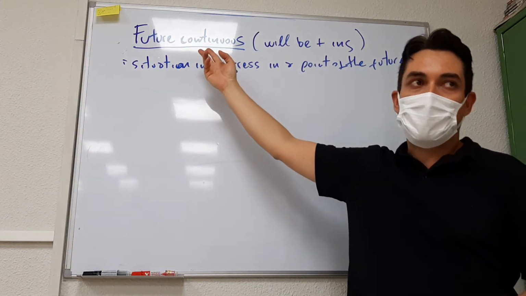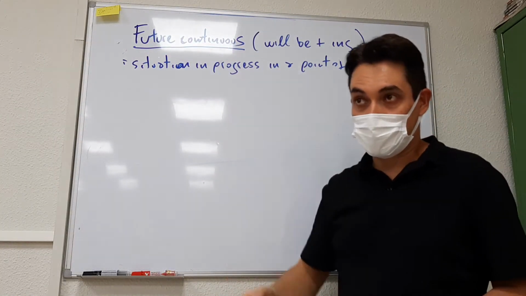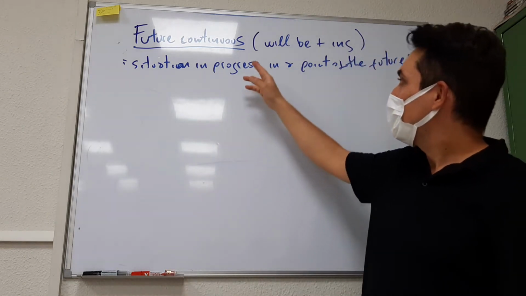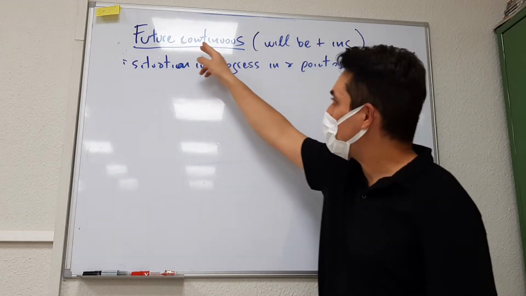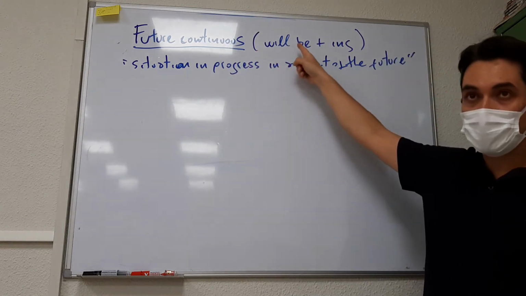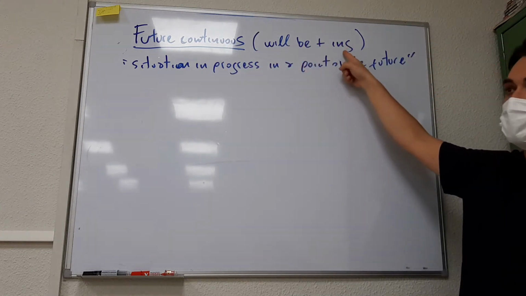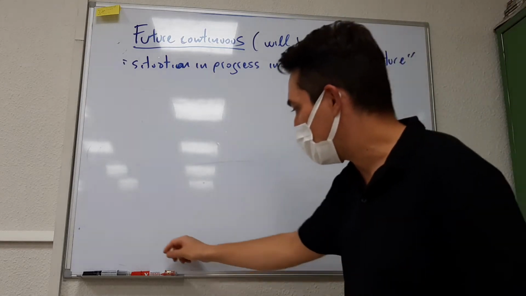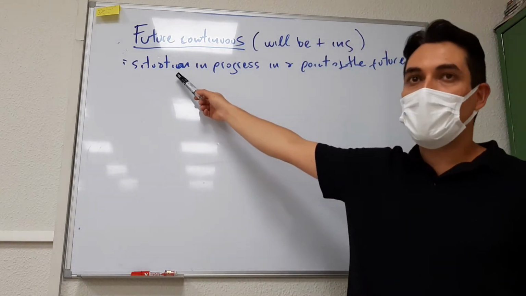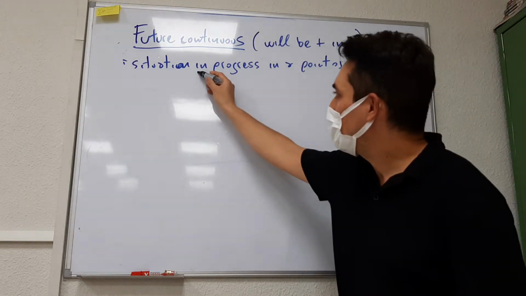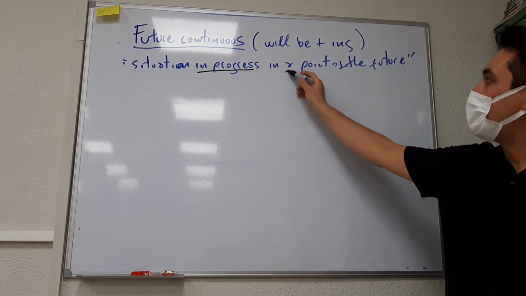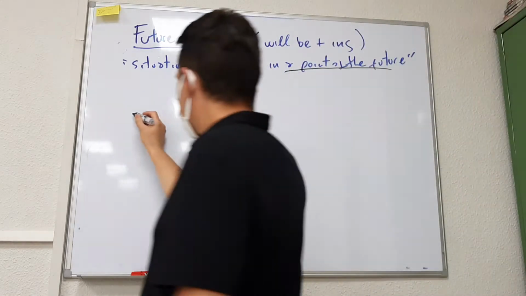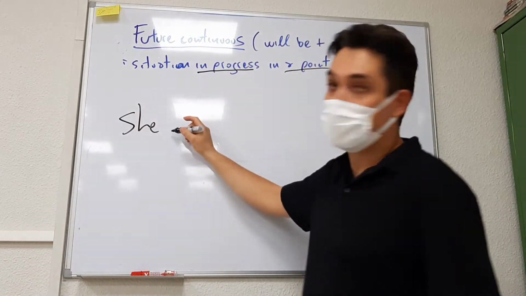First of all, let's talk about the future continuous. As we know from the graph that we have written already together, future continuous is composed of will, be, and then ing. What is the use of the future continuous? To describe a situation in progress, in a point of the future. For example, she'll be working, as we said before, with the verb to work.